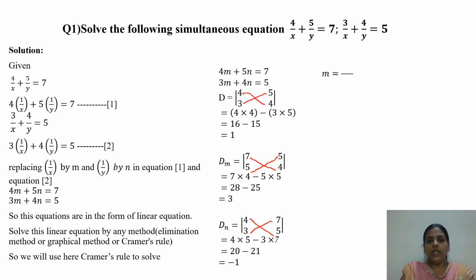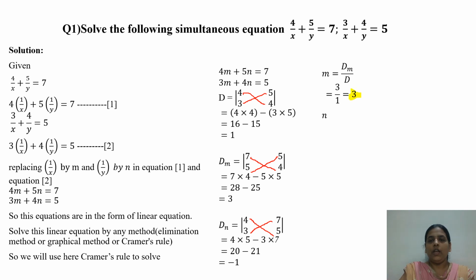Next we want to calculate here m. M is equal to what? Dm upon D. What is the value of Dm here? That is 3 upon, what is the value of D? That is 1. So 3 upon 1 is what? That is 3. So therefore m is equal to 3. Correct? So what is the value of m here? 3.